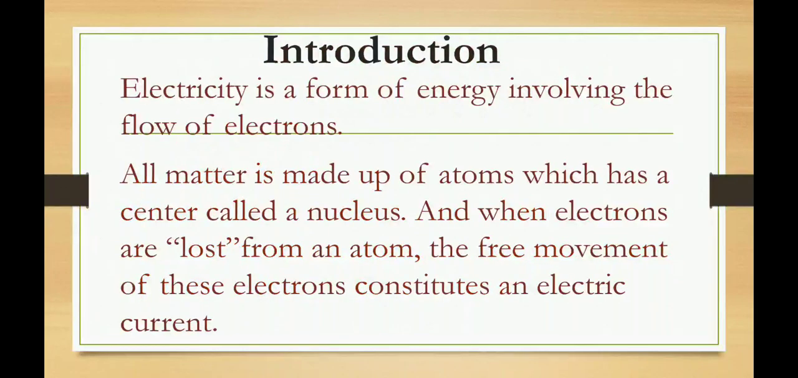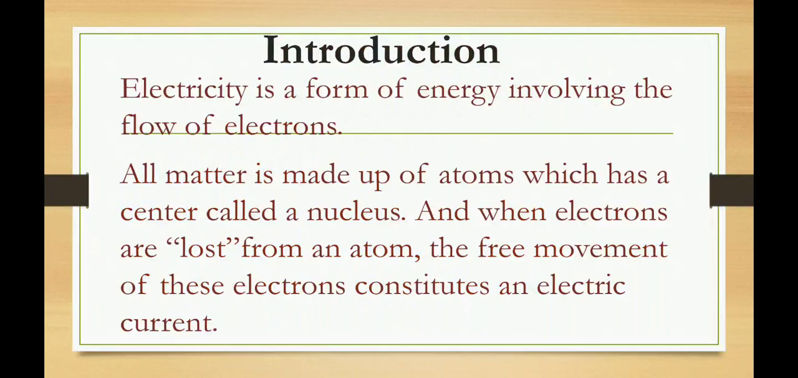Introduction. Dear student, everything that takes up space and has mass is called what? Matter. A matter is made up of atoms. It has a center called a nucleus. And the nucleus contains protons and neutrons, and they are called nucleons. Protons are positively charged particles and neutrons do not have any charge. They are neutrals. Electrons are negatively charged particles which revolve around the nucleus.